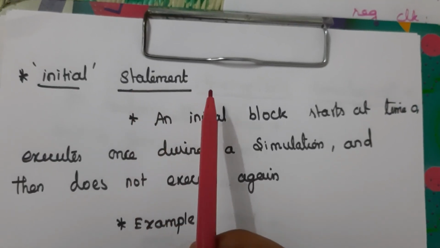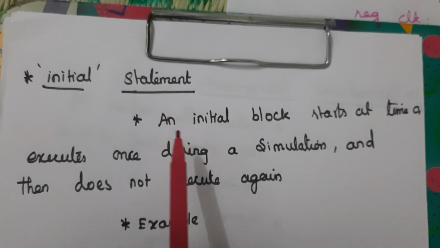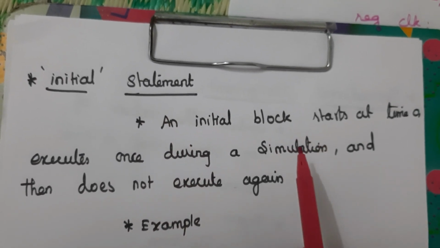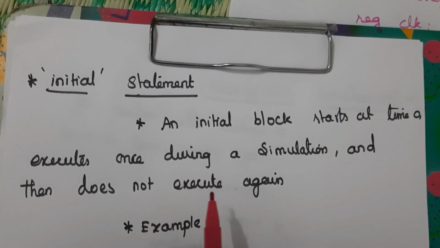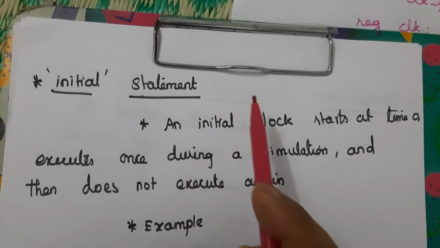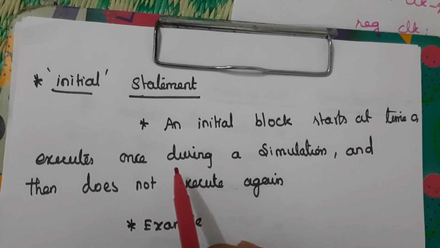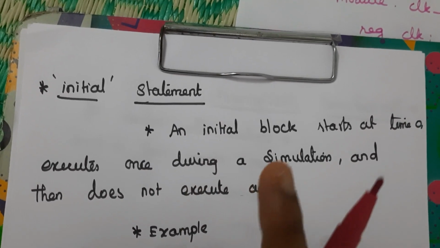So next is the initial statement. The initial block performs the simulation one time and does not execute again. Whatever you mention inside this initial block, it performs only once.